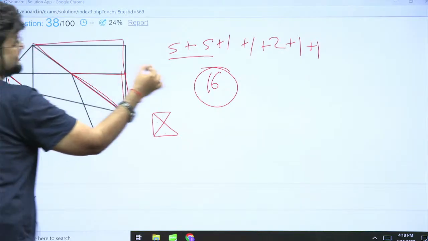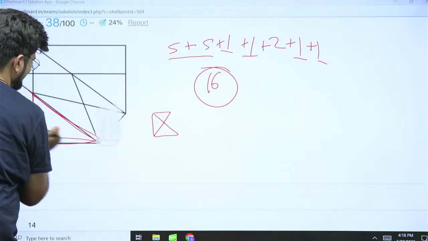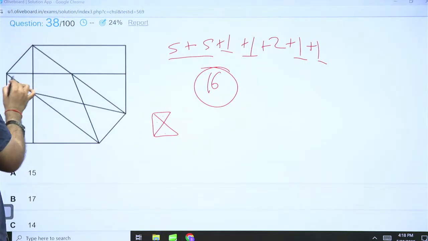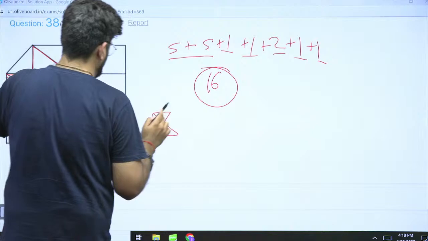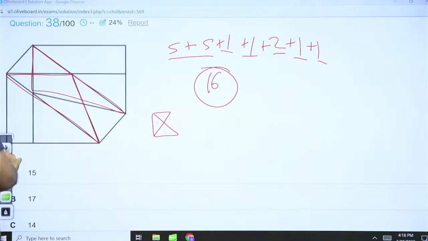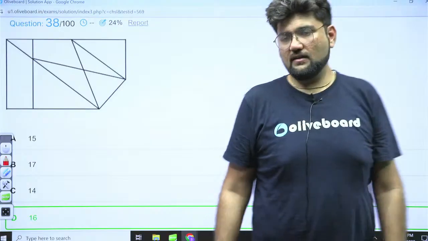So there are 4 triangles here. This is 1, 2, 3, 4, and there are 2 more combo triangles which when viewed as a whole will, this is the one triangle and this is the other triangle. So 2 more added here. 16 triangles in all. Cool. Wow, this was a good question.